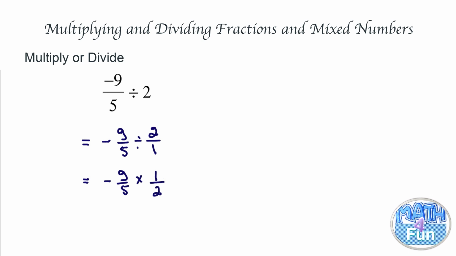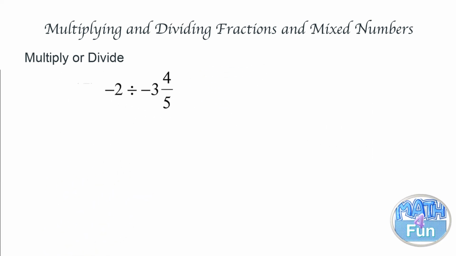And now we multiply the numerator by the numerator and the denominator by the denominator. We can write it's equal to minus 9 times 1, which is minus 9, and 5 times 2, which is 10. And here we have minus 9 over 10, a proper fraction. We cannot change it to be a mixed number, so we keep it as it is, and we cannot simplify it more, so we stop here.